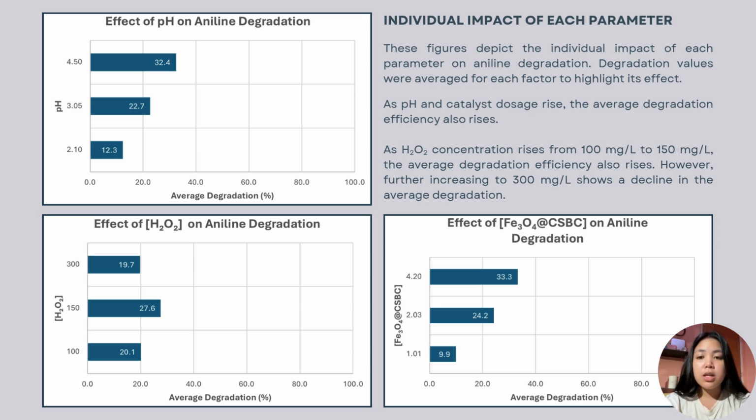In figure 3, increasing the amount of catalyst resulted in a steady rise in degradation from around 10% at 1 gram per liter to 33% at 4.2 grams per liter. This is likely due to more available active sites from the Fe3O4@CSBC catalyst, supported by the high surface area of coconut shell biochar. It's worth noting that too much catalyst can lead to light scattering or particle agglomeration, but 4.2 grams per liter remained within the optimal range in our setup.